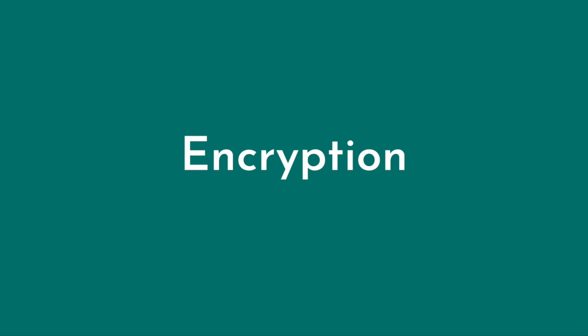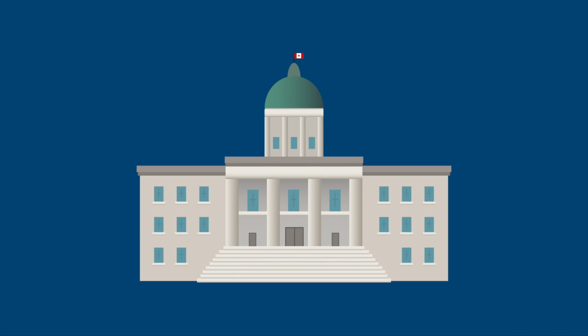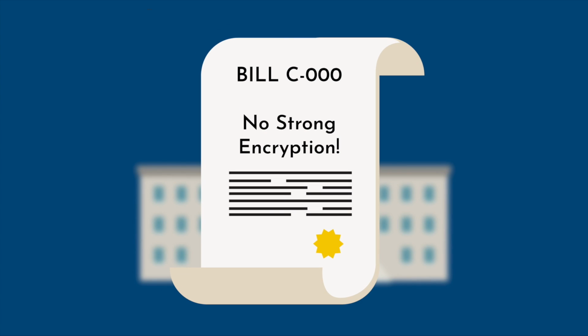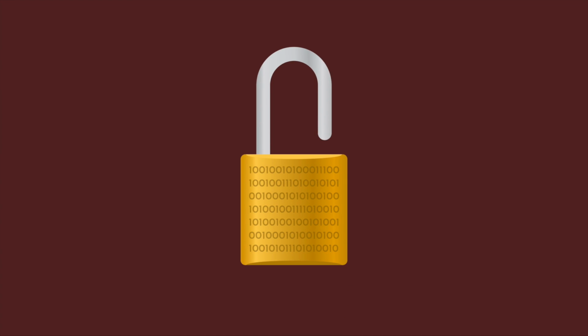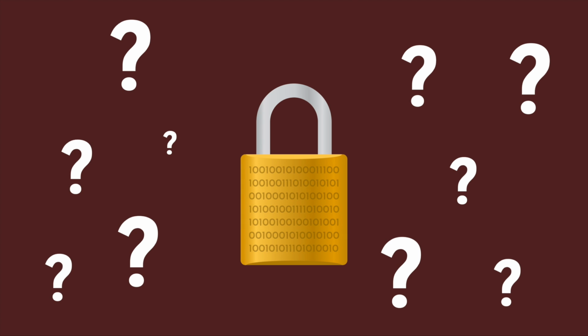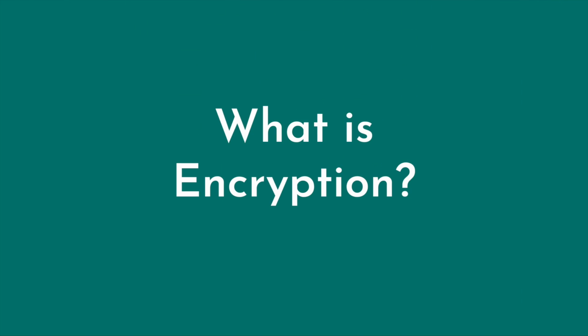You may have heard a lot about encryption lately. That's because governments are threatening to outlaw what they call strong encryption. This is a dangerous and misguided approach which has the potential to put everyone and everything online at increased risk. To understand why, we have to learn about what encryption is and how it works.